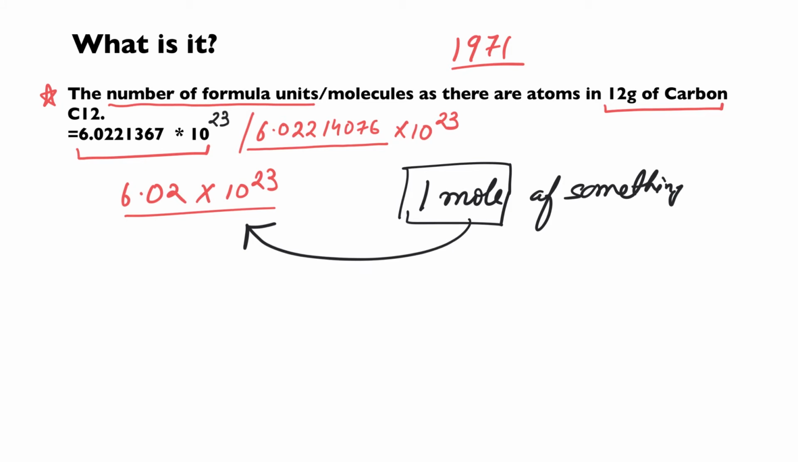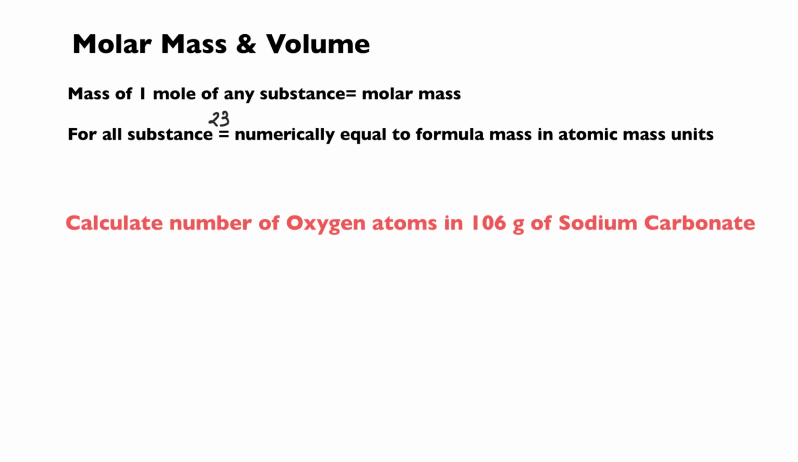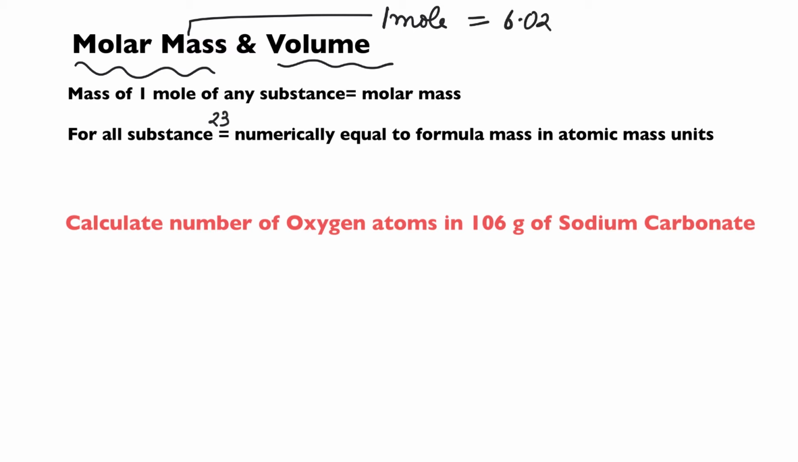Okay, but is that it? Actually, no, it gets pretty interesting just after that. When we talk about terms such as molar mass and molar volume, because we'll be talking about gas laws in detail later on, molar mass, as the word itself says, is the mass of 1 mole of substance. And what is 1 mole? 6.02 times 10 to the power 23. So the mass of 1 mole of any substance, that's the molar mass. As it happens, it's numerically equal to the formula mass.